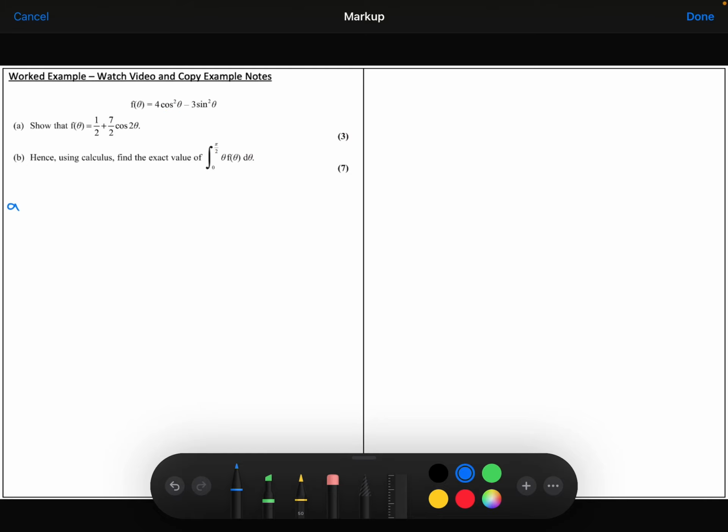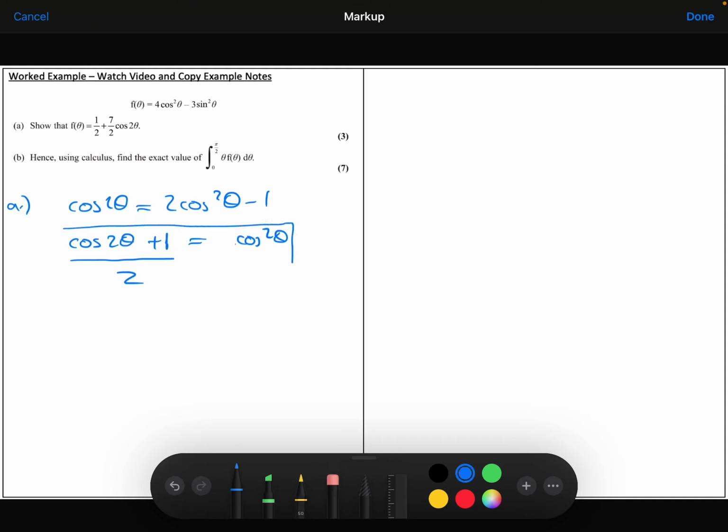So first let's remind ourselves of the cos double angle formula. Cos 2 theta is either 2 cos squared theta minus 1, which means that I could rewrite this with cos squared as the subject. So if I add 1 to both sides, I get 2 cos squared theta, and then I can divide both sides by 2 to get cos squared as the subject. So that's how I can rewrite cos squared with the cos double angle formula.